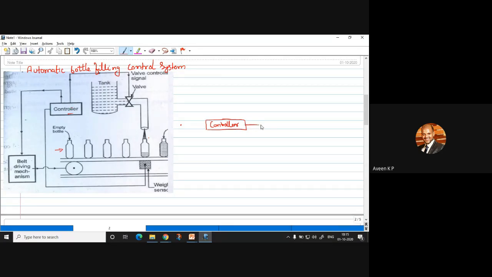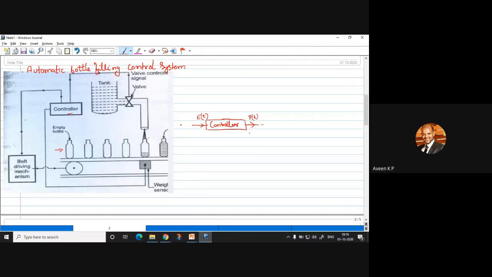So we know that a controller will have E of t, nothing but the input, which will be the error. You remember in module 1, we discussed different types of controllers. For all the controllers, the input will be the error and the output we consider as P of t. So this is the controlled output, and the output is given to the valve position as well as the belt drive mechanism.